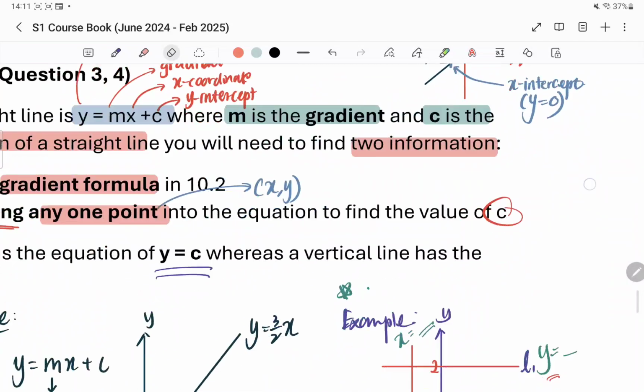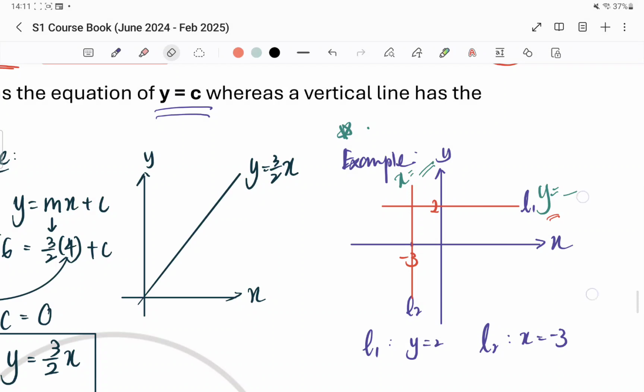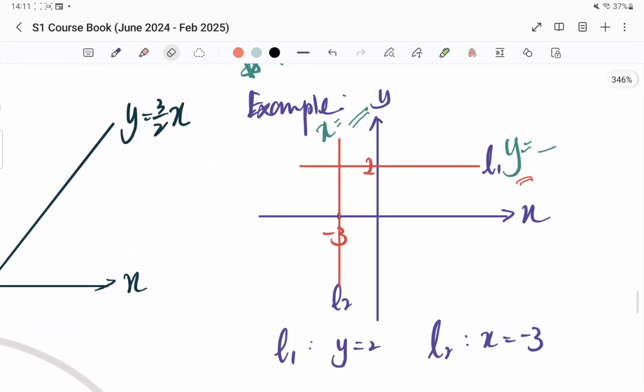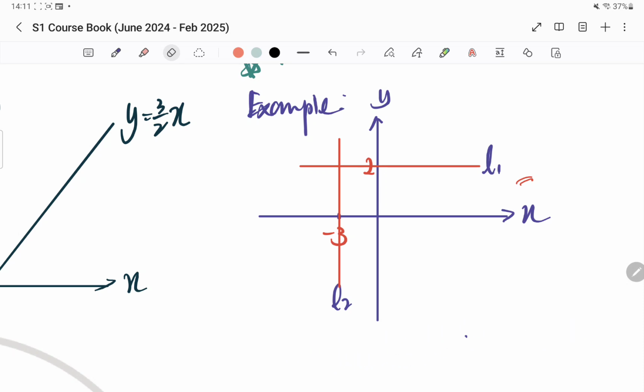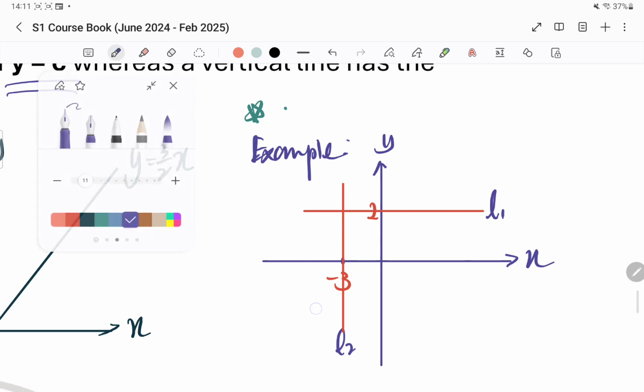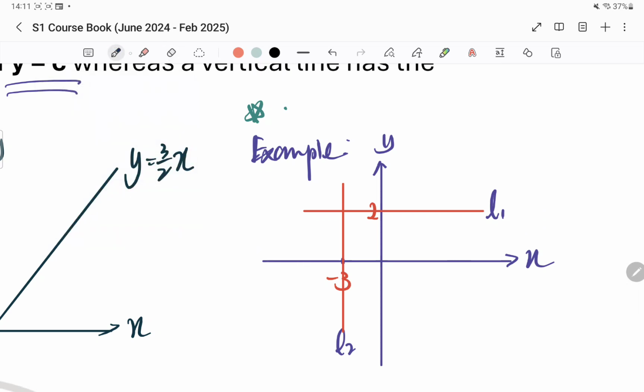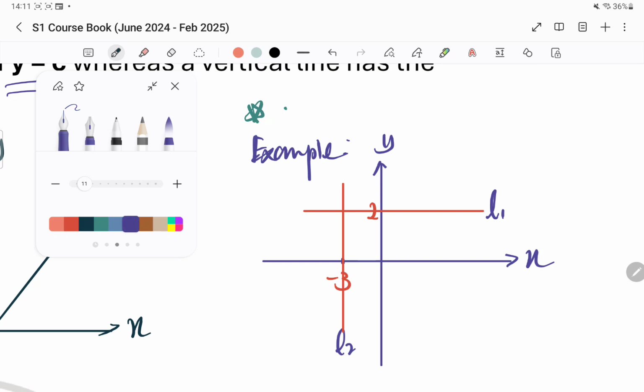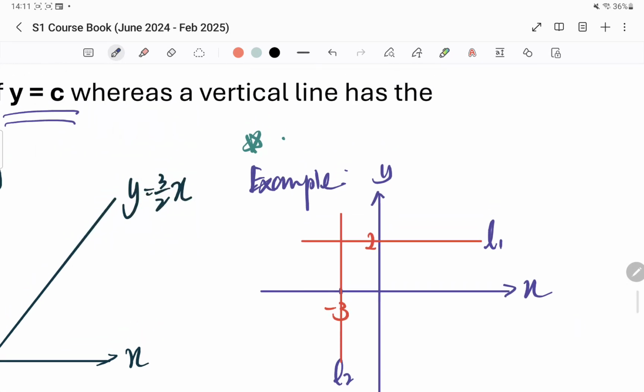Before I move on, I do want to give you an example on all these things. There will be times where questions give you a horizontal line and a vertical line. In that case, what is the equation of the line?